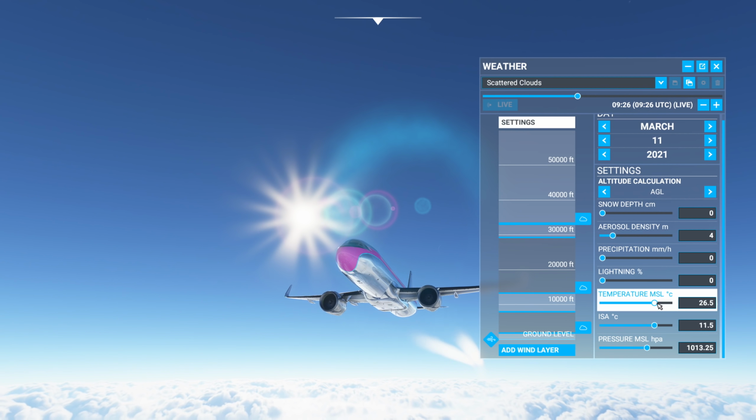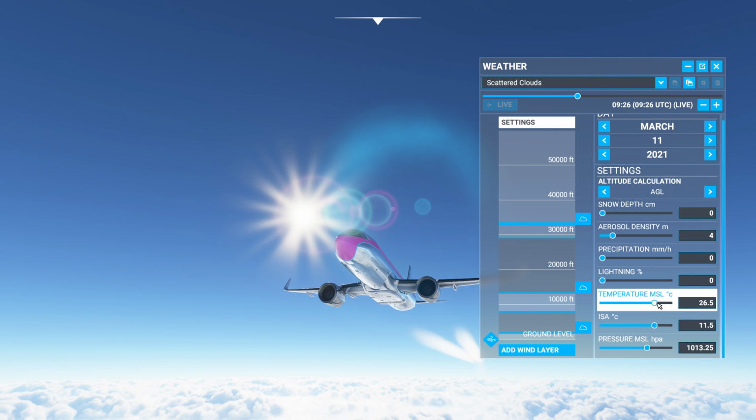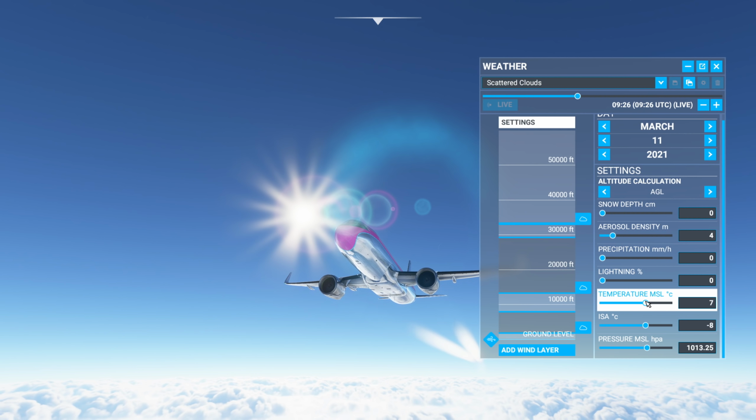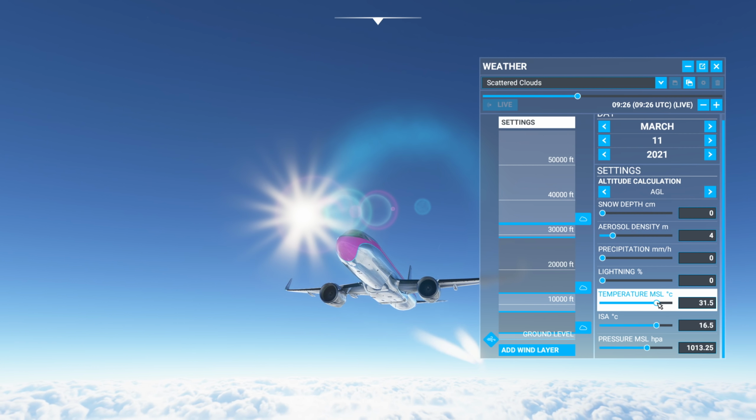If you're wanting to see contrails in your simulator and you're not getting them, it could be that it's just really warm where you are and you need to lower that temperature. Because we can see if we make it nice and toasty, they'll just disappear.